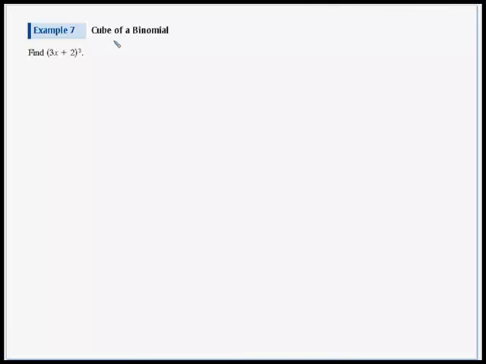So in example 7 here, we got the cube of a binomial, 3x plus 2, and that quantity is to the third power. And it's a plus. We're adding those terms in the binomial. So I know everything here is going to be a positive. That's going to be a 1, a 3, a 3, and a 1. And actually, let me spread that out a little bit more. I got plenty of room here. 1, 3, 3, 1. So this is my first term, and this is my second term. And these are all positives.